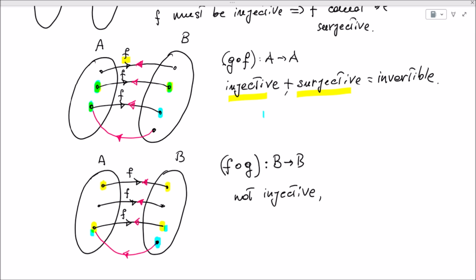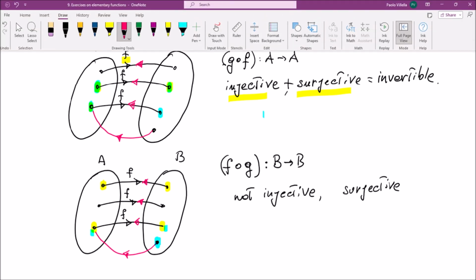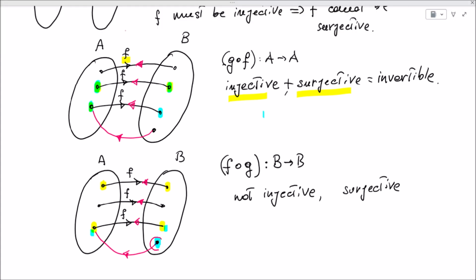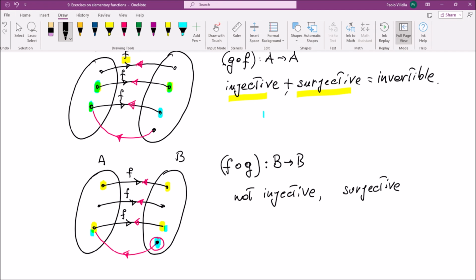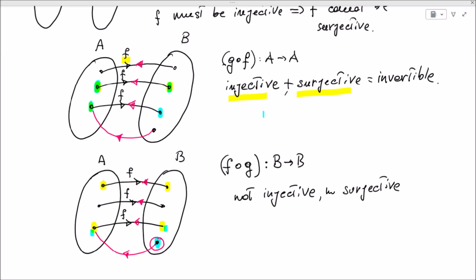So definitely this function cannot be invertible. Let's see if this function is surjective. Well, surjective means that I should be able to reach any possible element in B. But we have just seen that this specific element cannot be reached in any way. So this function is not surjective. So it is neither injective nor surjective.